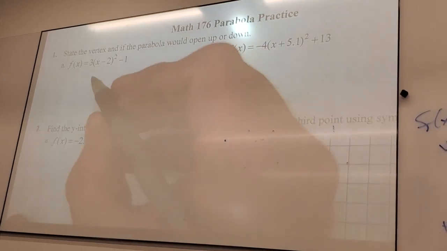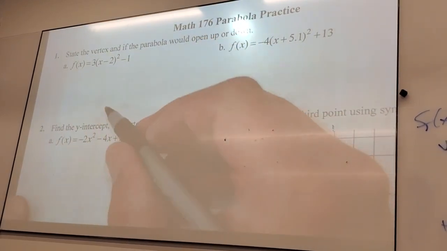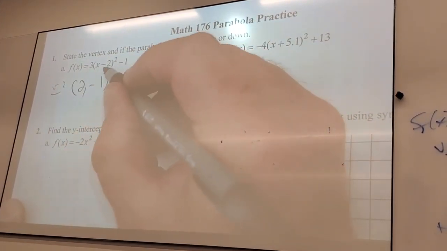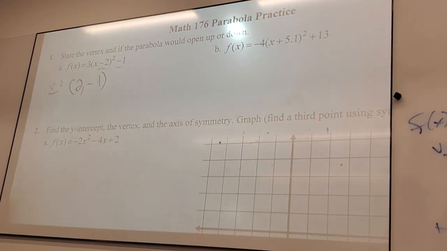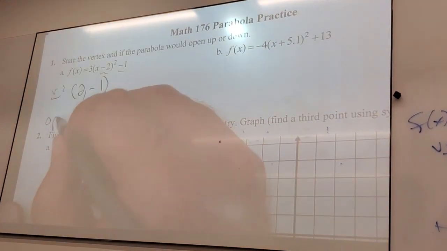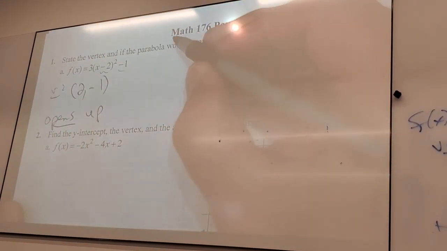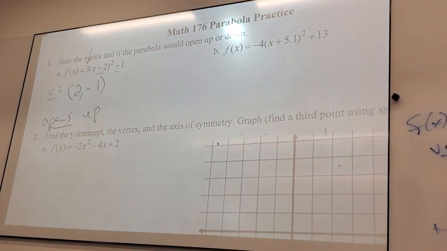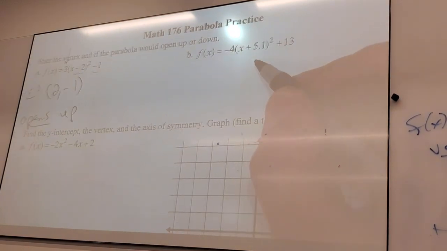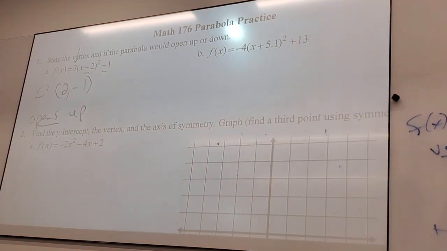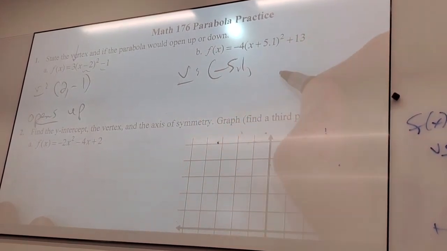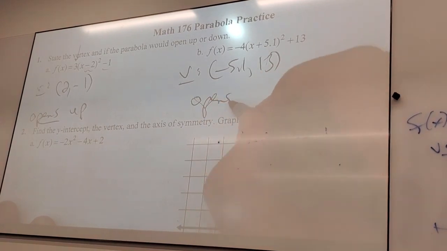We got this first one here. What's the vertex going to be? 2, -1. Yeah. Right? It's kind of nice. The vertex just sort of collects the transformations because the vertex starts at 0, 0. Somebody else tell me, is it open up or down? It opens up. Why? Positive. This one, you kind of go, thank God I don't have to graph this, but what's the vertex? Negative 5, 13, it opens down.